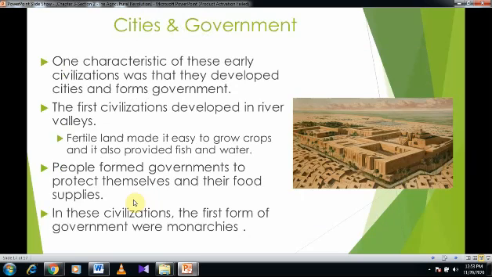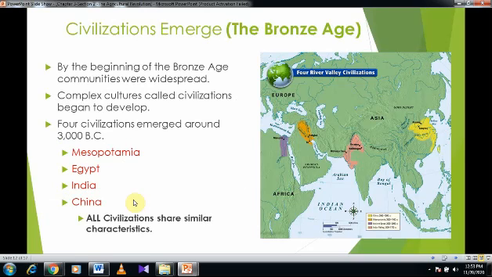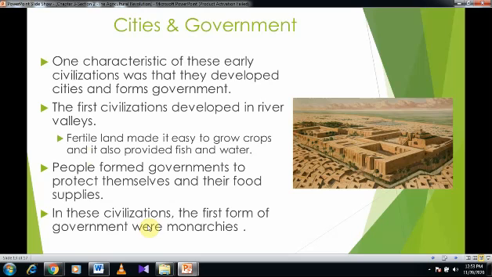So, to revise quickly, the beginning of the Bronze Age was about the development of four civilizations: Mesopotamia, Egypt, India, and China. These civilizations had similar characteristics. What were these similar characteristics? Number one, cities. The cities were formed near river valleys. They had fertile land, which made it easy to grow crops, providing fish and water.